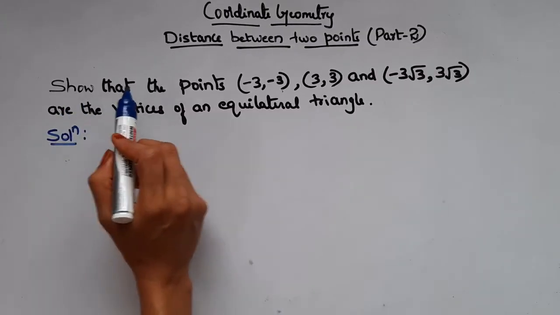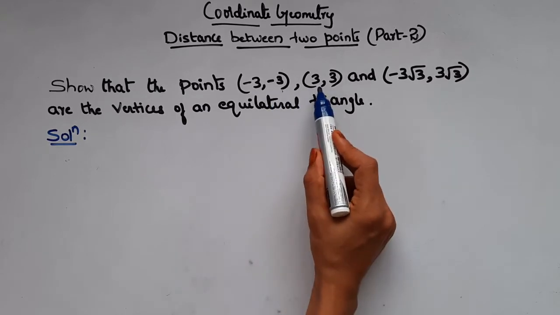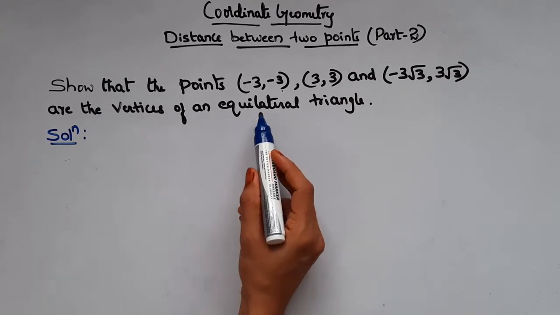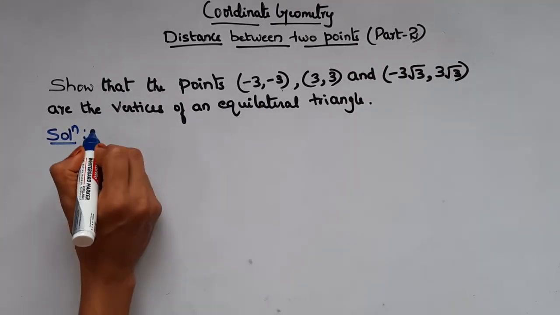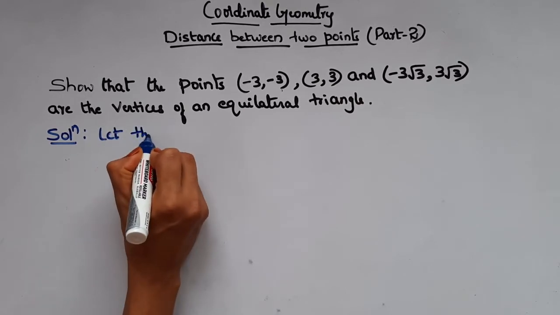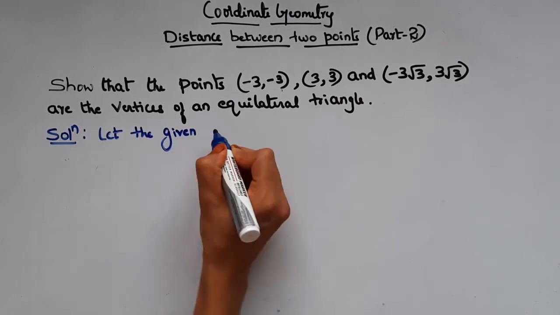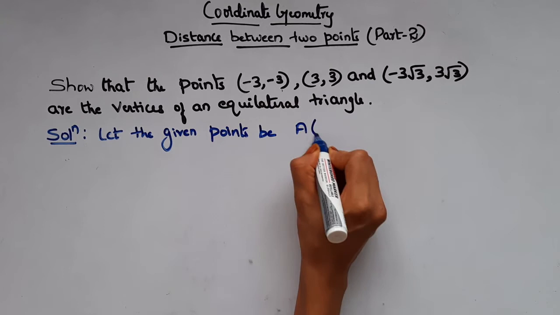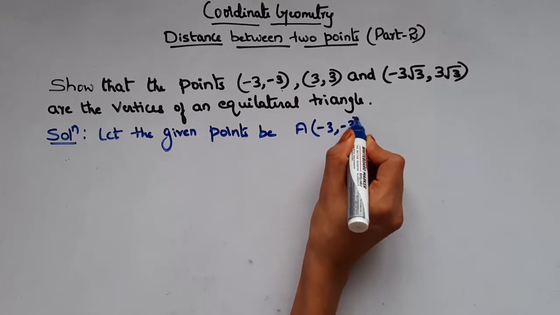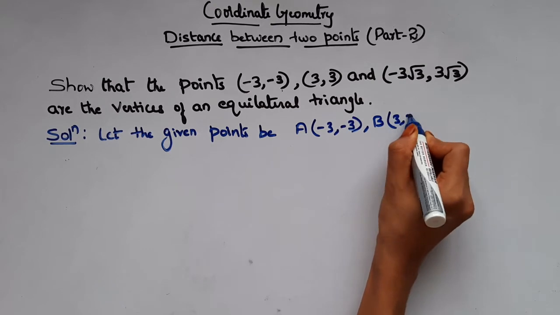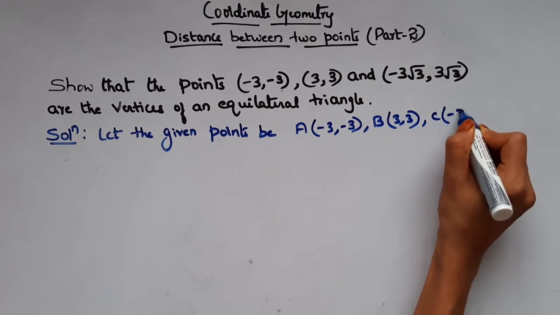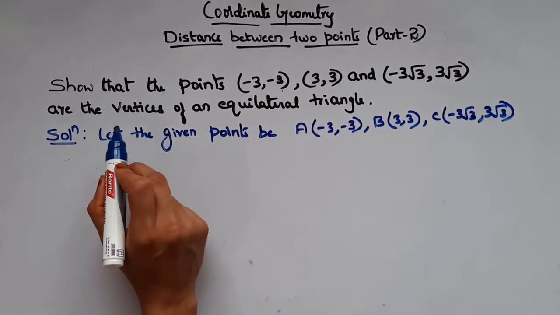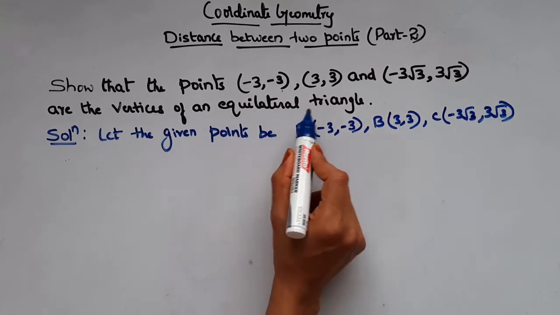Here it says, show that the points minus 3 comma minus 3, 3 comma 3 and minus 3 root 3 comma 3 root 3 are the vertices of an equilateral triangle. So first let's name these points. Let the given points be, let's take A as minus 3 comma minus 3. Let B be 3 comma 3 and your C be minus 3 root 3 comma 3 root 3. Alright. So we have to show that these are the vertices of an equilateral triangle.